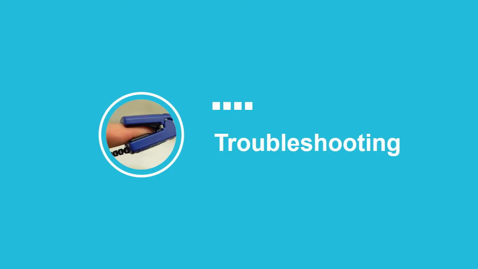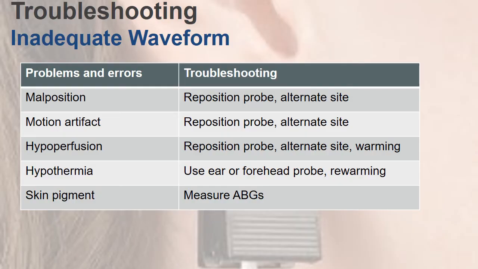Troubleshooting. We have discussed the errors. Now we have to troubleshoot them. I have divided it into three parts: inadequate waveform first. When we have got an inadequate waveform, we have reasons; we know why an inadequate waveform is there. It can be due to malposition.